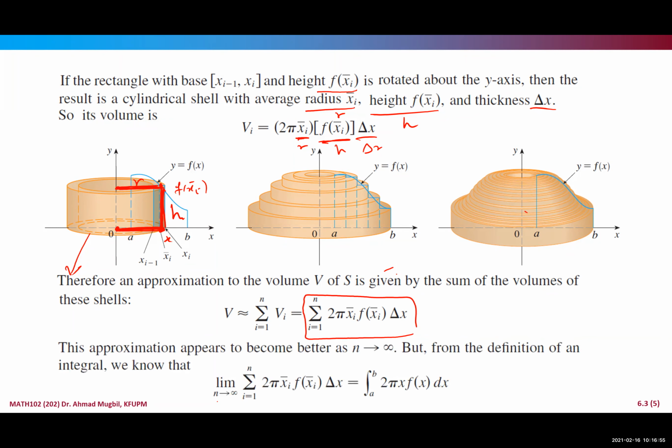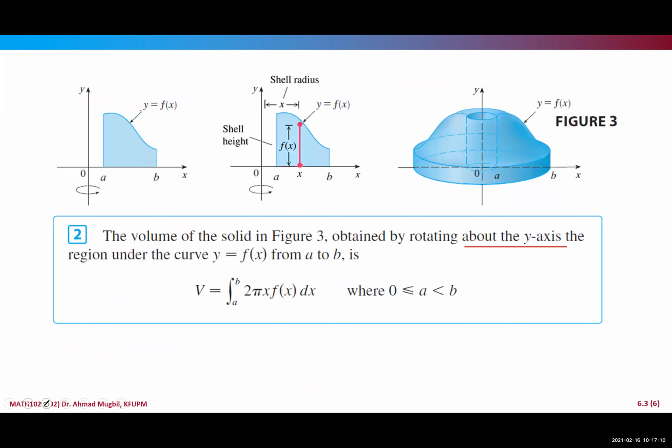If you let n go to infinity, then this will be the definition of the integral, and you will have 2πx f(x) dx. So to summarize, if you want to find the volume of this region under the curve of the function y equals f of x from a to b, by using the Shells method, the exact volume of this solid will be just the integral from a to b of 2πx f(x) dx.